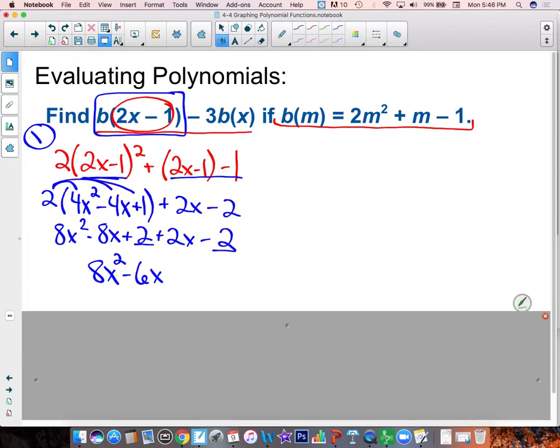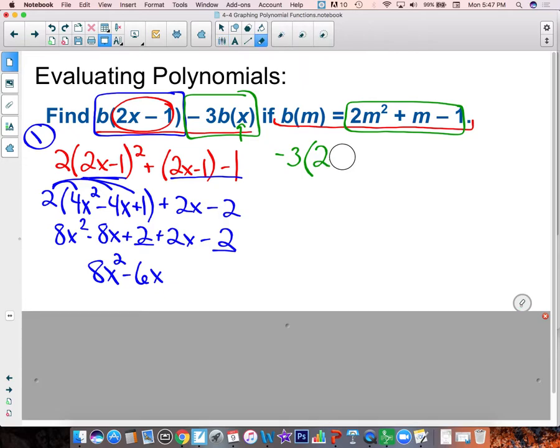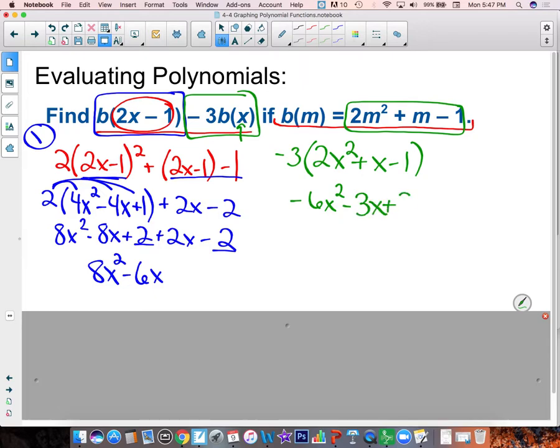Now I'm going to do the second one here. -3 times b of x. So that means I'm plugging an x in where the m is, but I'm taking -3 times that. So it'd be -3 times this whole thing here. Oops, and I want x, not m. I want x squared plus x minus 1. Okay, so now it'd give me -6x squared minus 3x plus 3.